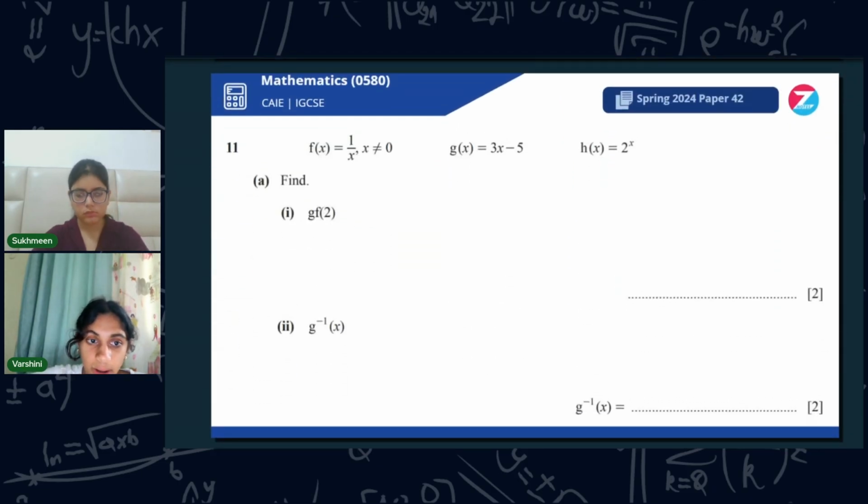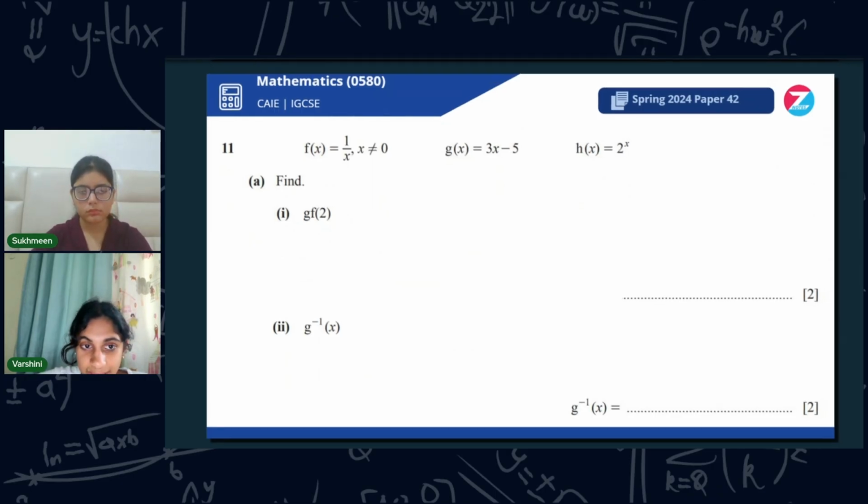Question 11. They've given us three functions. The first one is f of x equals 1 by x, where x is not 0 in any of these cases. The next one is g of x is equal to 3x minus 5. And the last one is h of x equals 2 to the power x. First they want us to find g of f of 2. To find this, we know this is nothing but g of x, where x is equal to f of 2.